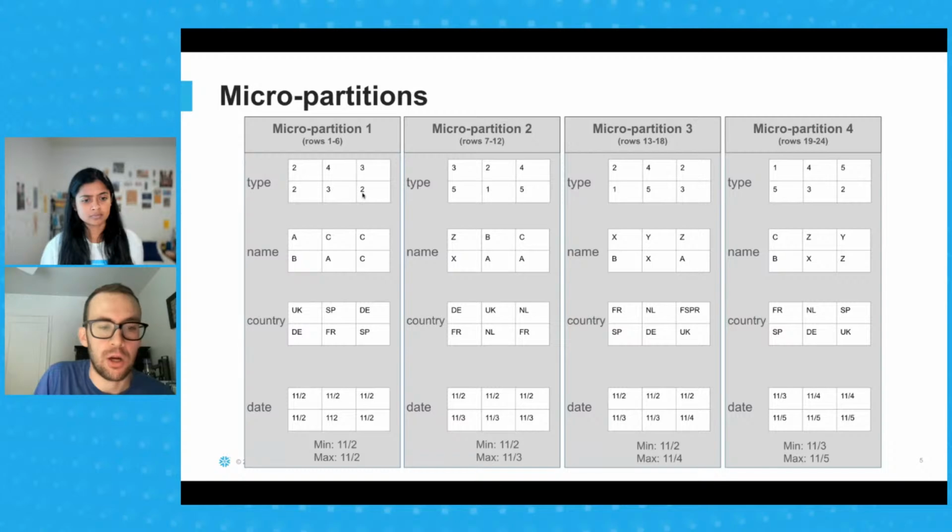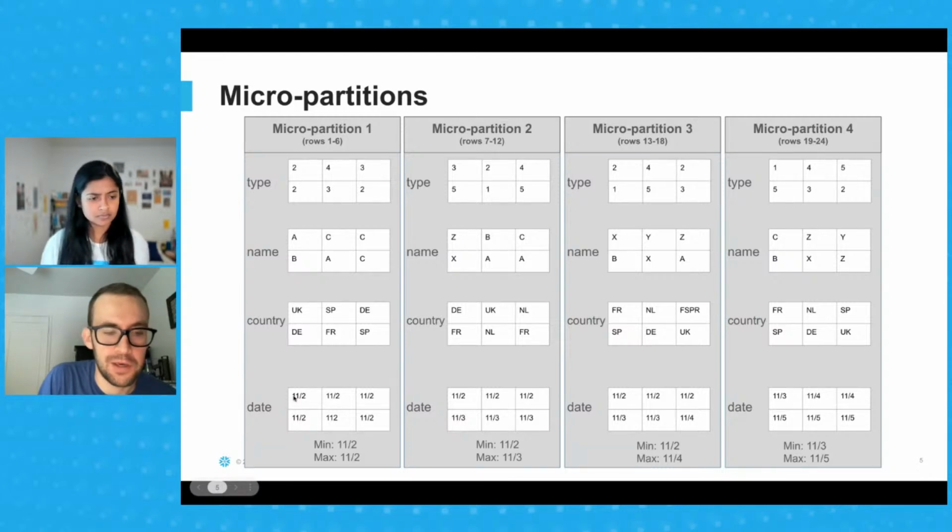So for instance, on micropartition 1, we know for the date column, the minimum value is 11-2, which in the American date notation is November 2nd. I know in other places that would be February 2nd, so apologies if this is very specific to how I'm familiar with dates, but this is denoting November 2nd with a min of November 2nd, max November 2nd. The date column here is a min of November 2nd and a max of November 3rd, and so on.